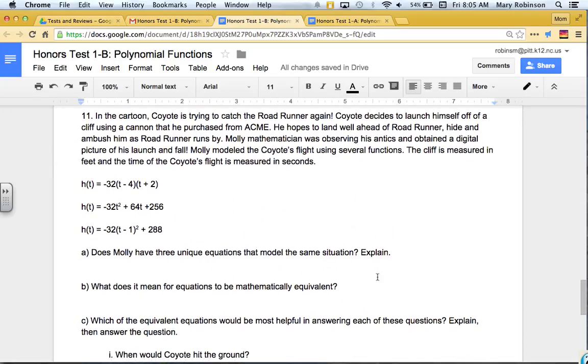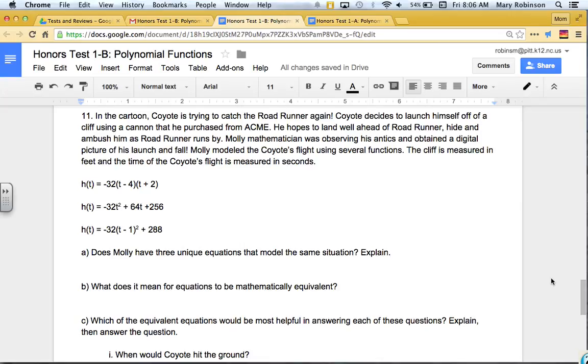Number 11. In the cartoon, Coyote is trying to reach the Roadrunner again. Coyote decides to launch himself off of a cliff using a cannon that he purchased from Acme. He hopes to land well ahead of Roadrunner, hide, and ambush him as Roadrunner runs by. Molly Mathematician was observing his antics and obtained a digital picture of his launch and fall. Molly modeled the coyote's flight using several functions. The cliff is measured in feet, and the time of the coyote's flight is measured in seconds.